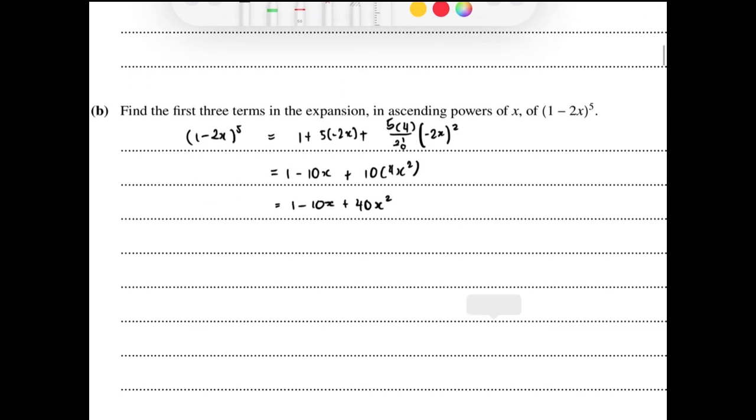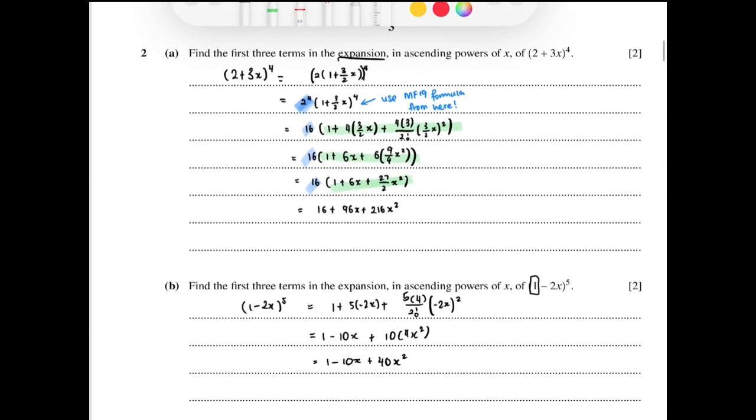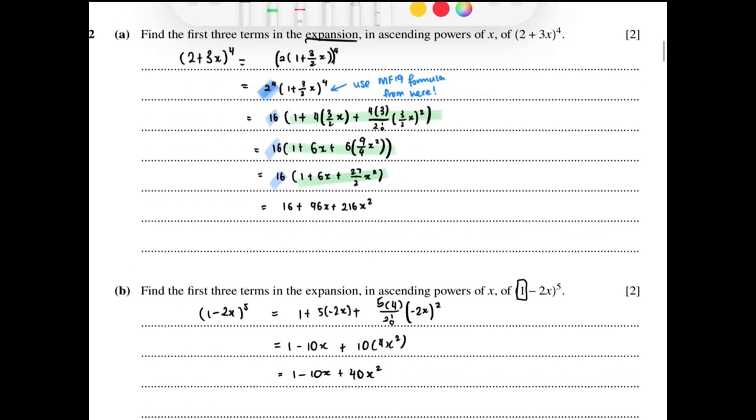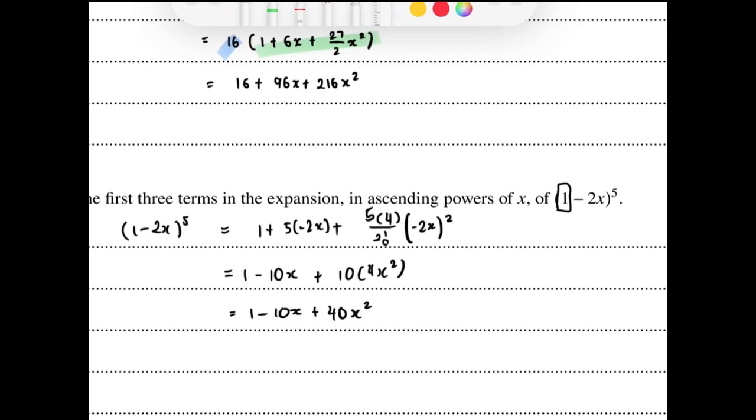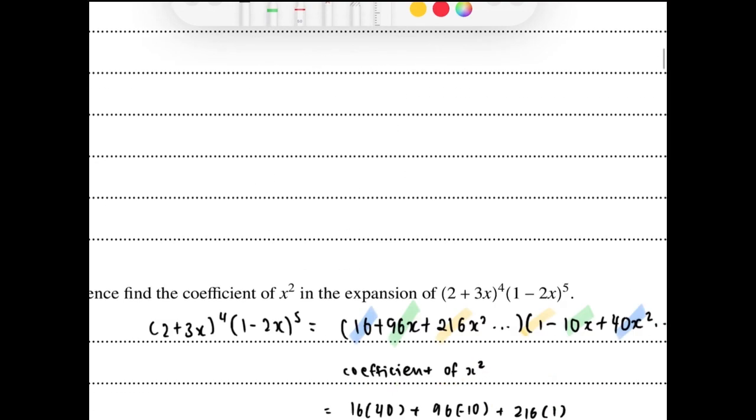Okay, moving on to part B. Find the first 3 terms in the expansion in ascending powers of x of 1 minus 2x to the power of 5. So once again, your first term is already a 1, which makes life so much easier. That's why it's only 2 marks. Well, the top one is 2 marks too, but it's much easier because it's part B already, so you already know what to do. So when you have 1 here, you can just use the formula and just continue simplifying it from there onwards.